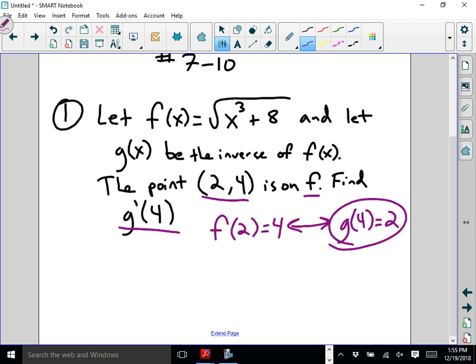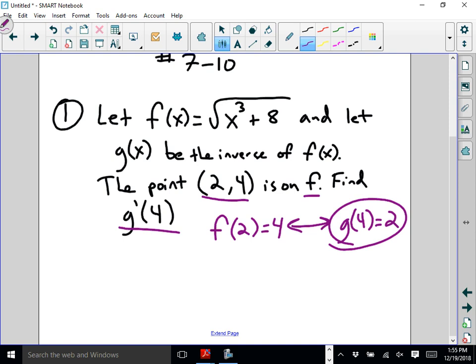So f prime of 2 and g prime of 4 will be reciprocals of each other. Notice that the x values don't match. That's okay. They're not supposed to match. The x value on g is supposed to match with the y value on f, and vice versa, right? The y value on g is supposed to match with the x value on f.